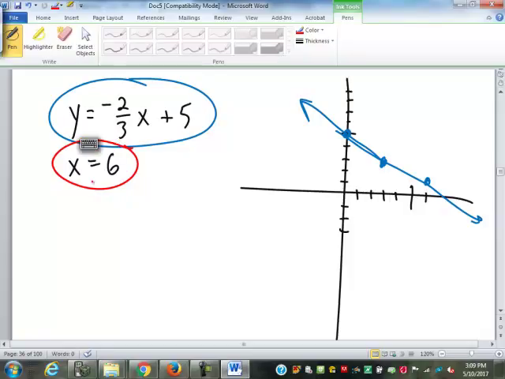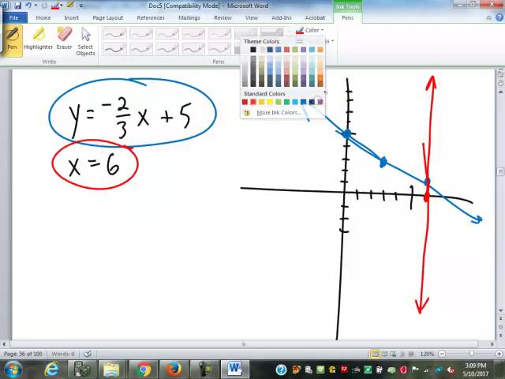Well, whenever I have a variable equals a number, it's either going to be a horizontal line or a vertical line. Careful, you had it right the first time. Vertical. So x equals 6 is right here. It goes up and down from there.